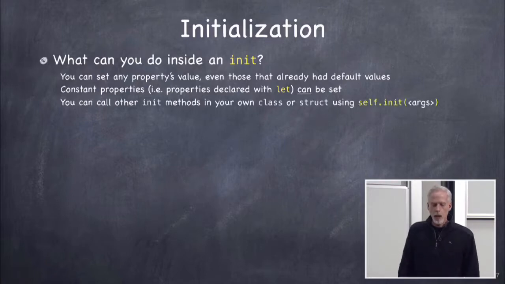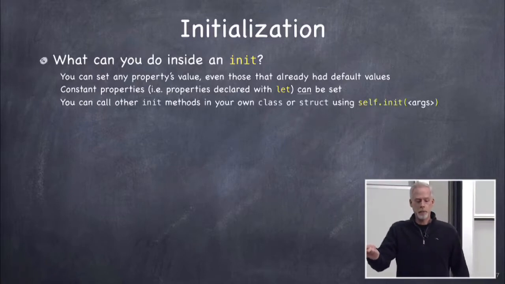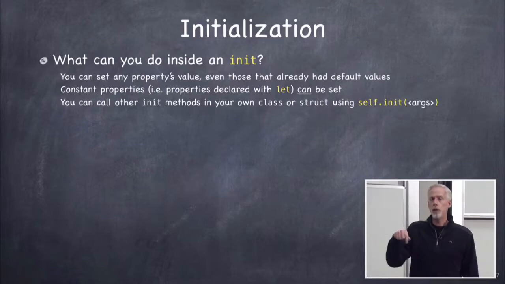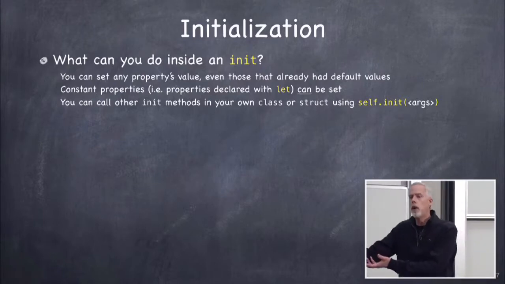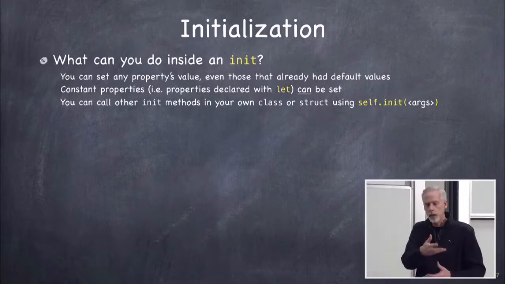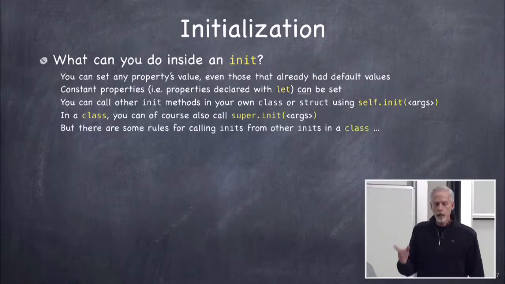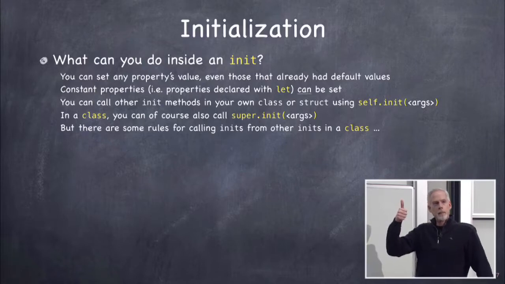You can call other init methods in your own class or your own struct. And you do that by saying self.init with whatever the arguments to that init method are. So the init methods can call each other. In a class, you can call super.init, an initializer from your superclass. Of course, you need to get your superclass initialized.